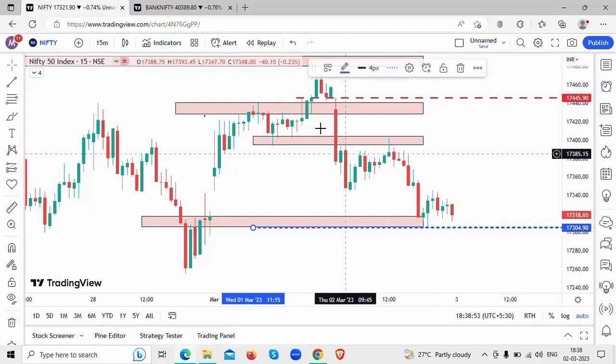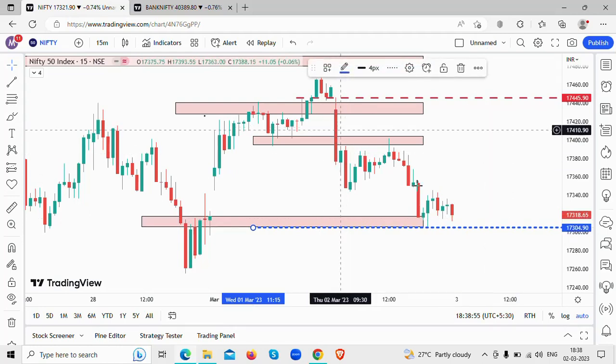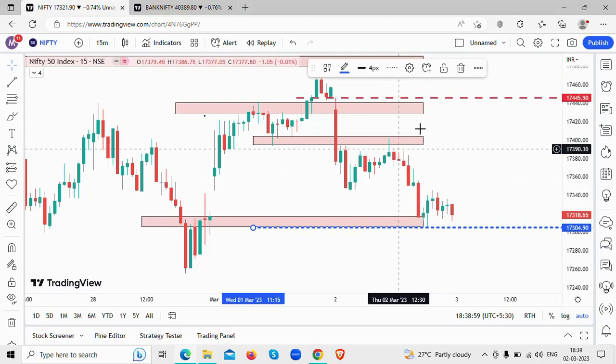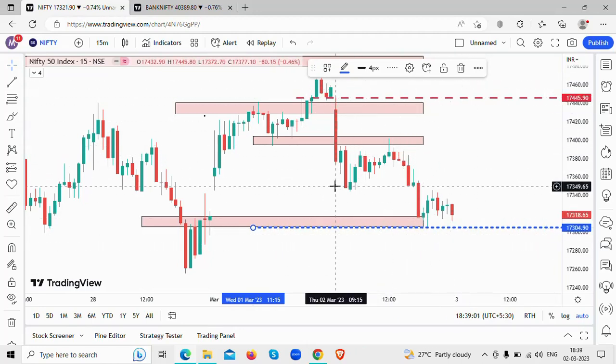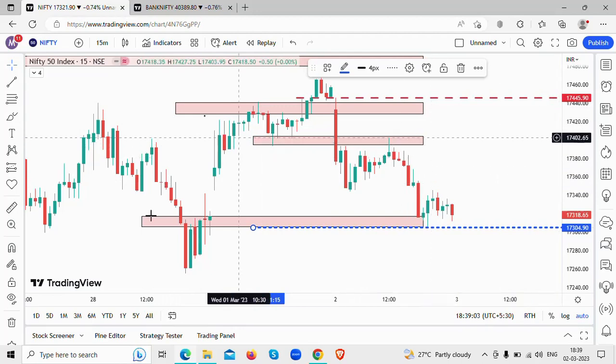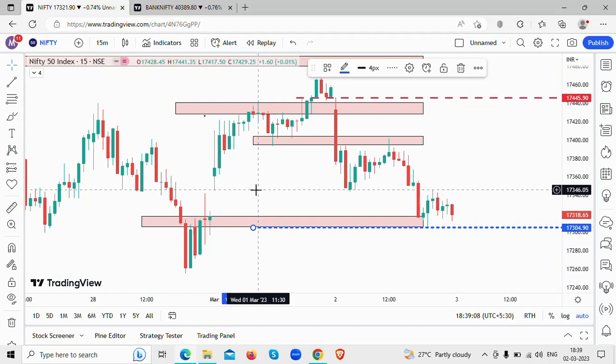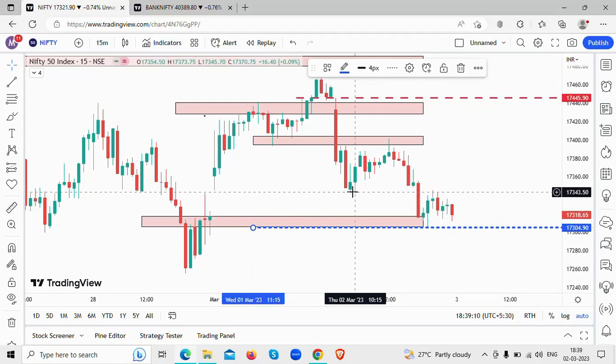For Nifty, what was the high? High was 17,445 level, and the low was 17,326 level. So this was the high and the low for Nifty. Now let's see what levels you need to watch out for. This was the level which we had marked as the previous day low, and that low was broken.